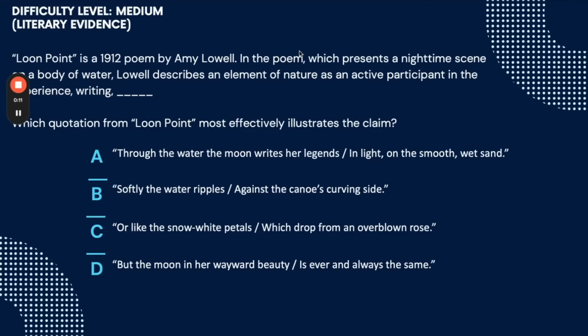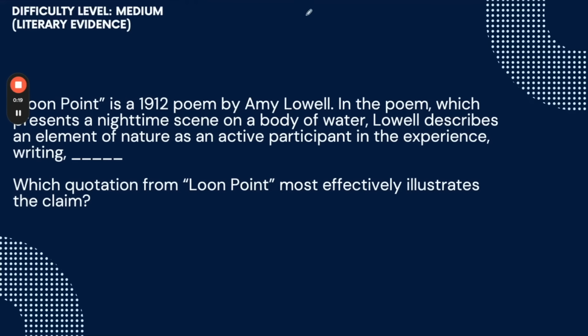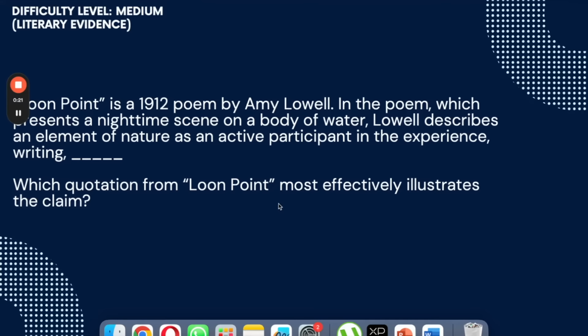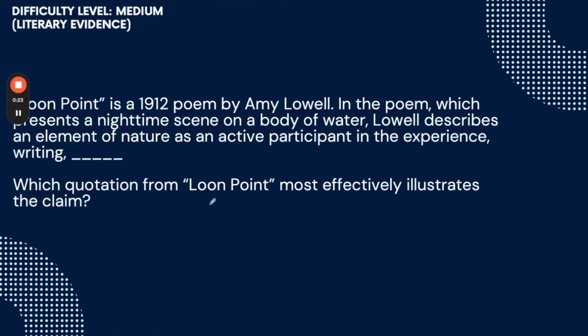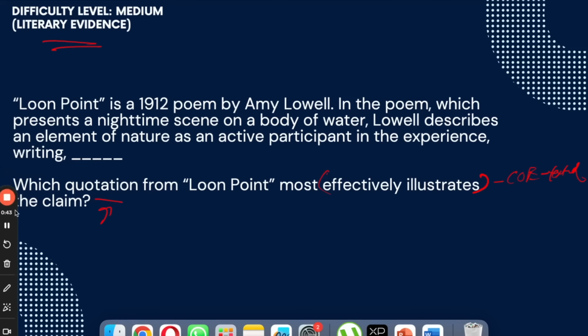Here's our difficulty level medium question, and this is a literary evidence question type. So let's follow the first step. Read the question stem. Which quotation from Loon Point most effectively illustrates the claim? So the mention of effectively illustrates tells us that this is command of evidence textual type, and quotation tells us that this is a literary evidence question type. Now let's go ahead and identify what that claim is in the text.